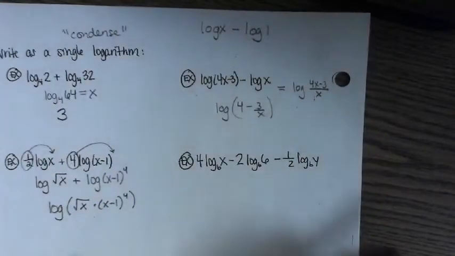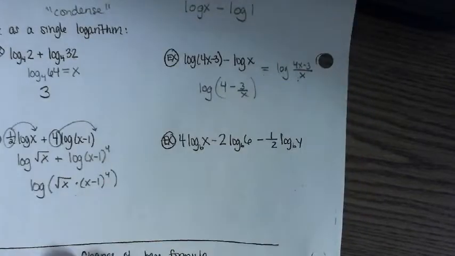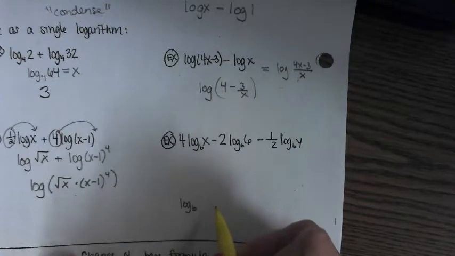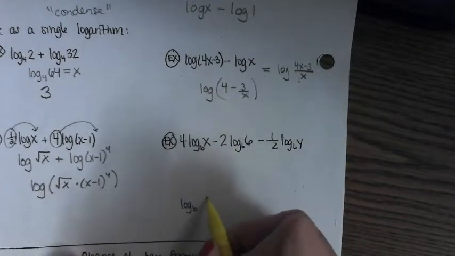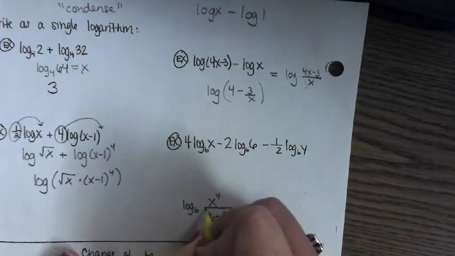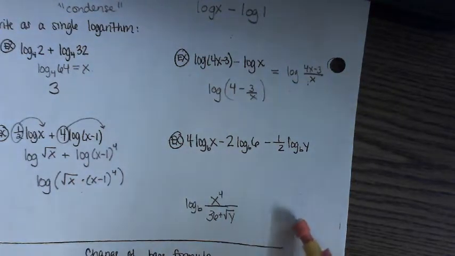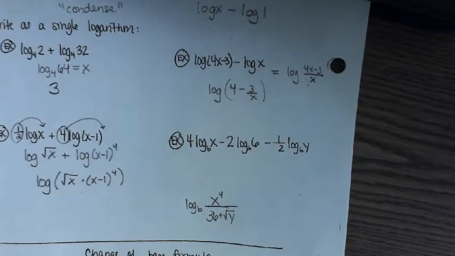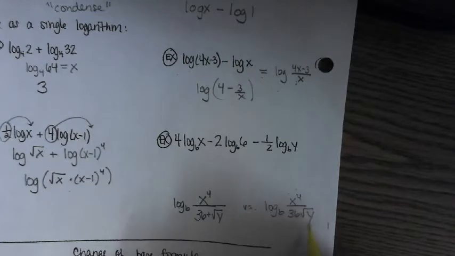And the last one. Kyle. Oh, got slowed down. Log base b of what? Anybody have any issue with that? Raise your hand if you got that exact same thing. Oh, yeah, only Josh has an issue. Wait a minute. Conversation. Josh, what's your issue? What did you have? Log base b of x to the fourth, but you had 36 times root y on the bottom.